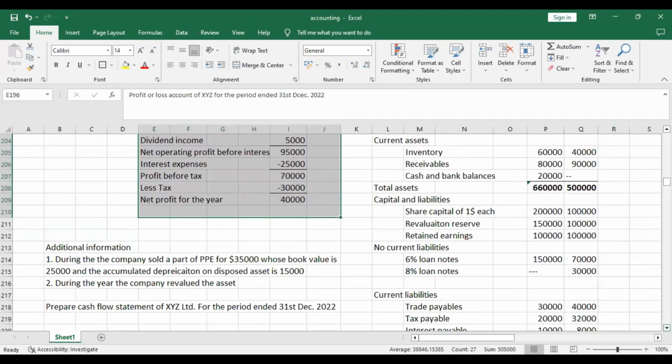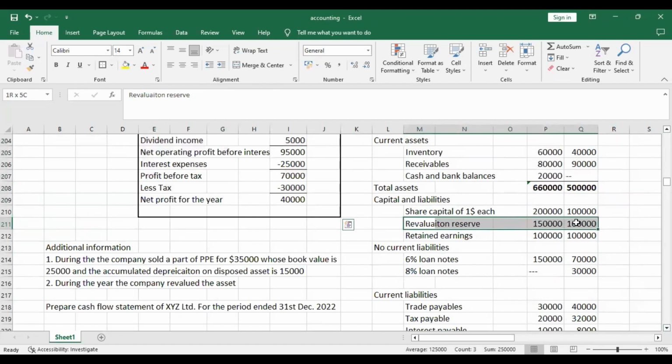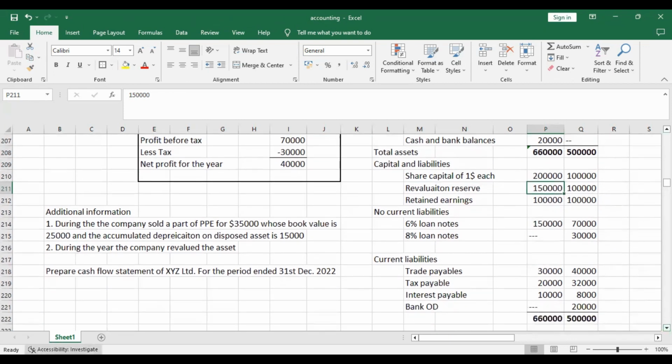How to find that the company has revalued the asset? They didn't mention how much it is, but when you come to the revaluation surplus, last year it is 100,000, now it became 150,000. That means a 50,000 increase. They didn't mention it in the note, but you can identify the amount. The revaluation reserve increase will go to the PPE account. Now let me start preparing the cash flow statement.